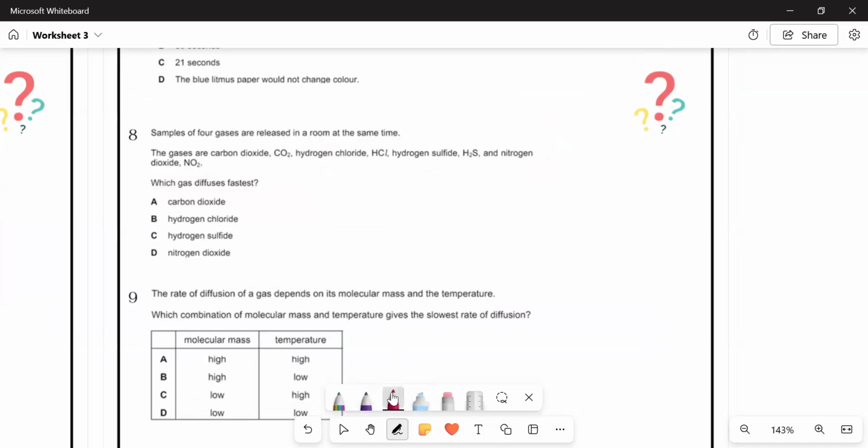Question number 8. Samples of 4 gases are released in a room. So we have 4 gases over here. The question is, which gas will diffuse the fastest? Carbon dioxide, CO2, HCl, H2S, and nitrogen dioxide, NO2.